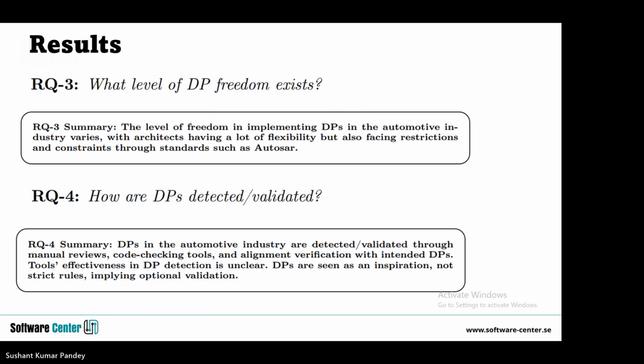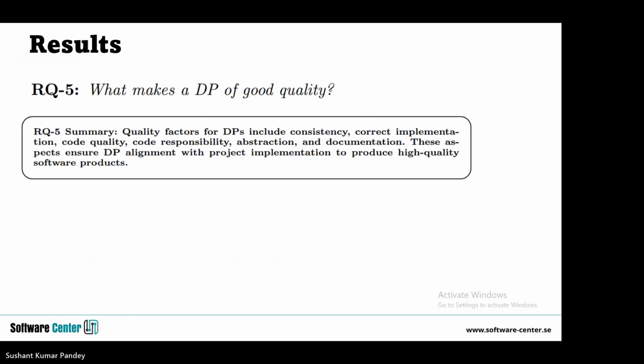Okay. So what do they think are the good qualities of design patterns? Based on our interviews, we found that consistency, code correctness, quality, code responsibilities, abstractions, and documentation are the factors they consider good quality for design patterns. And they try to align all these factors to make a high quality software product.